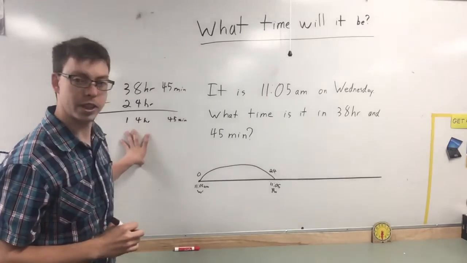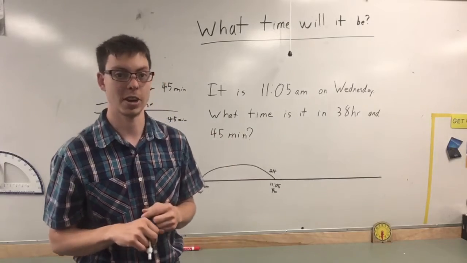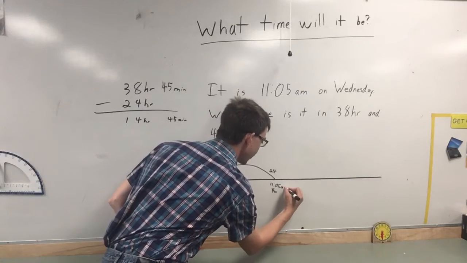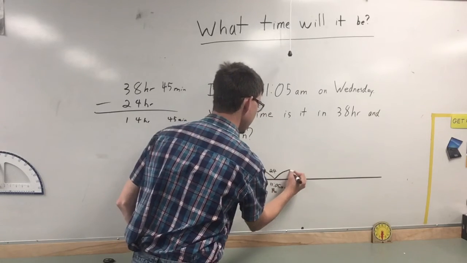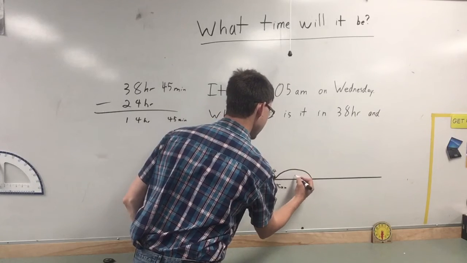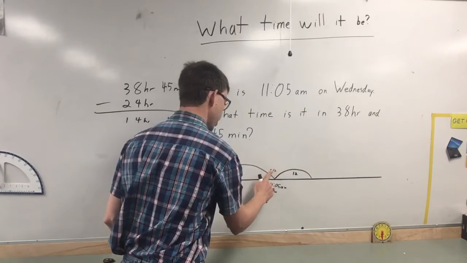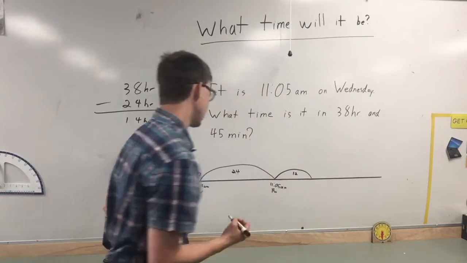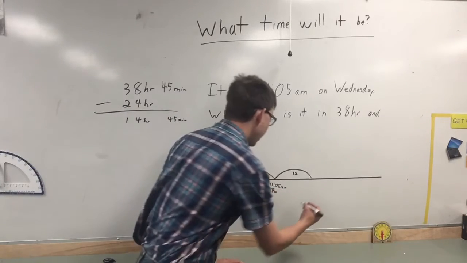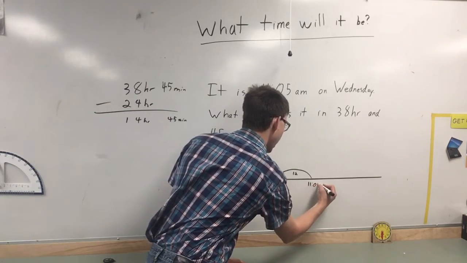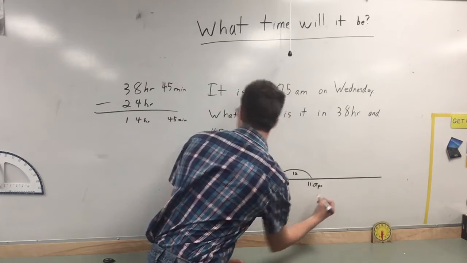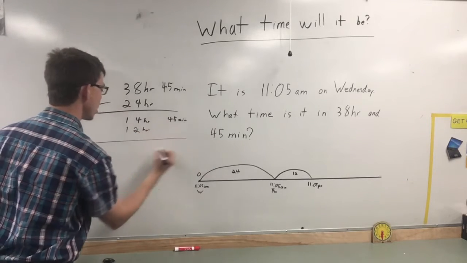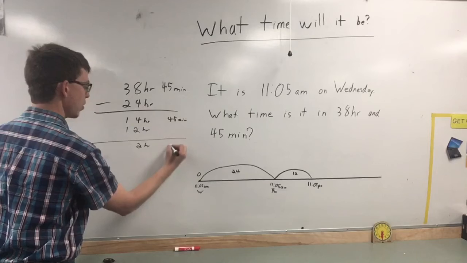Now, I have 14 hours. I recognize that I can take 12 hours out of that really easy, and it's just going to flip whether or not it's AM or PM. Okay? So let's take 12 out. Let's jump forward another 12 hours. Okay? 12 hours. I'm going to rewrite this 24 here. And that is going to be 12 hours ahead is 11:05 p.m. Okay, let's take away 12 hours from here. We got 2 hours left and 45 minutes.